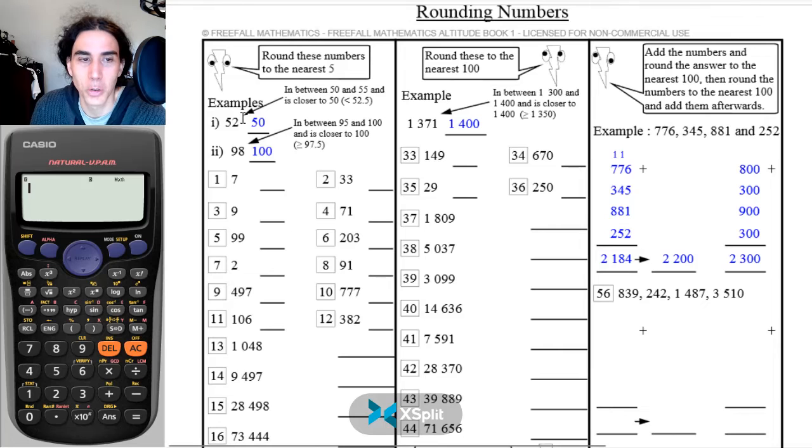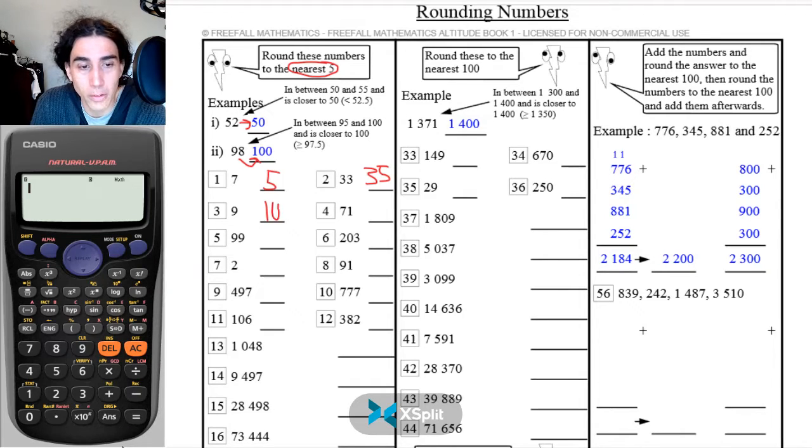So 52, what we're saying there is it's about 50. That's it. It's about. 98, it's about 100. Now this is an unusual question. They say to the nearest 5. Very unusual. So 7, what's that close to? Close to 5. 33, what's it close to? 35. 9, close to 10.